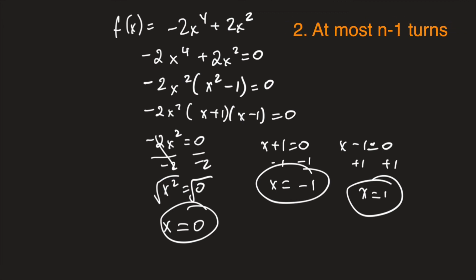2. The graph of a function can have at most n minus 1 turning points. In other words, where the function changes from increasing to decreasing, or vice versa, from decreasing to increasing. So in this case, since n is 4, this function has at most 3 turning points.